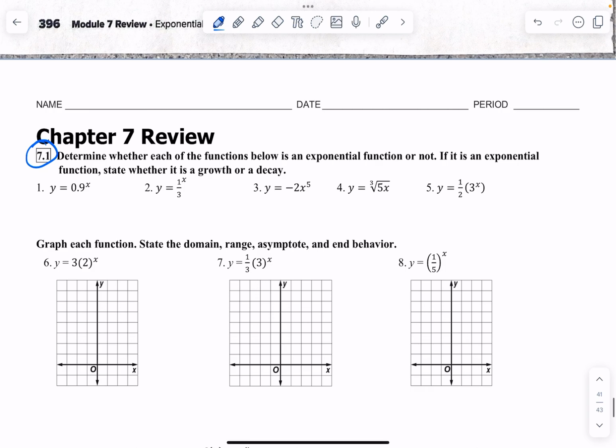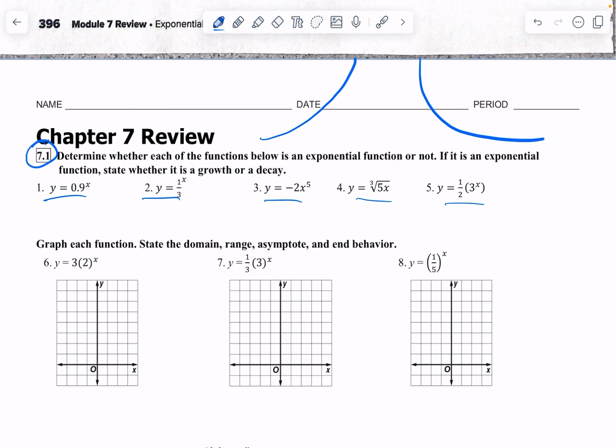Questions 1 through 5 ask a couple of different things. Determine whether it's an exponential function or not. Not all of these functions are exponential. So first say yes, it's exponential, or no, it's not. If it is exponential, tell whether it's growing or decaying. Is it growing, or going downhill and tapering off? I'm going to pick on number 1 and number 3.